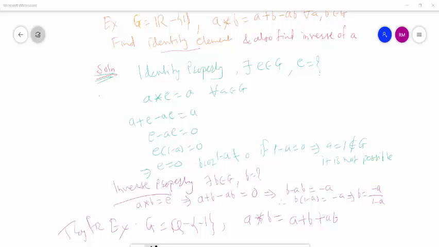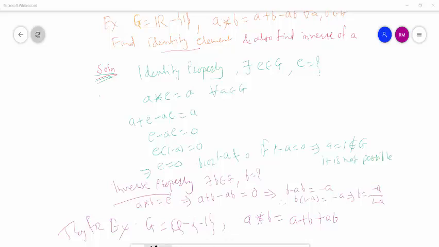And the second question is to find the inverse of A. If somebody gives A, corresponding to E, what is the inverse of A? Suppose the inverse is B. Our job is to find the value of B. Again, A star B equals E. E is already found, that is 0. A star B by the definition is A plus B minus AB. If we simplify this, we get the value of B as minus A upon 1 minus A. So for A, this minus A upon 1 minus A works as the inverse.